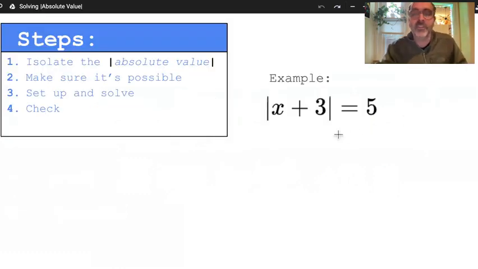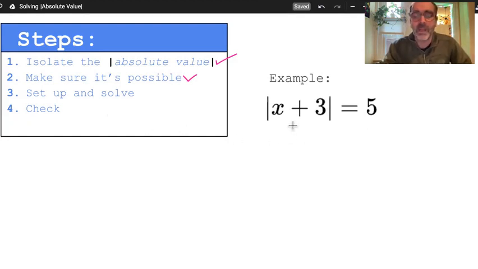All right, so the first example, we have the absolute value of x plus 3 is equal to 5. All right, let's check. We want to isolate the absolute value. That's step 1. Well, the absolute value is already by itself. So we have the absolute value on one side, everything else on the other. That's good. All right, step 2, let's make sure it's possible. Well, the absolute value here is equal to a positive number, 5, so we can do that. And now let's set up and solve. Now that we know we can solve it, let's do that.